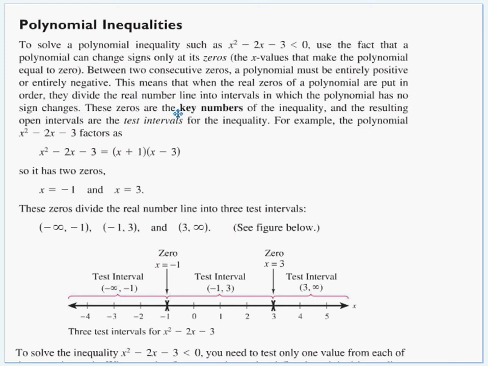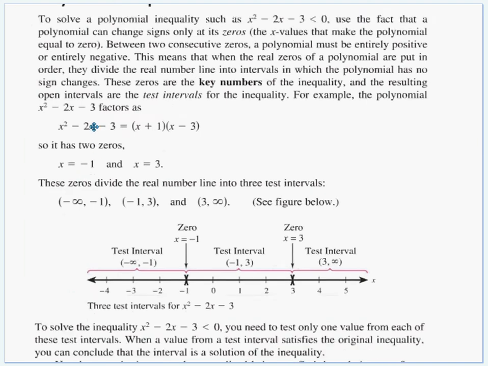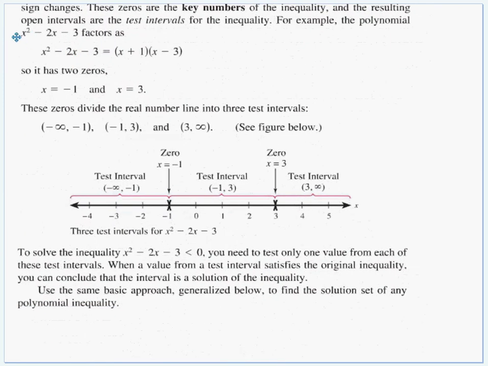These zeros we call the key numbers of the inequality, and the resulting open intervals are the test intervals for that inequality. For example, x squared minus 2x minus 3 would factor into an x plus 1 and an x minus 3 factor. So if we set each of those equal to 0, we get x is negative 1, and we get x is positive 3. So those would be points on our number line. Here's negative 1 as an x-intercept. Here's positive 3 as an x-intercept.